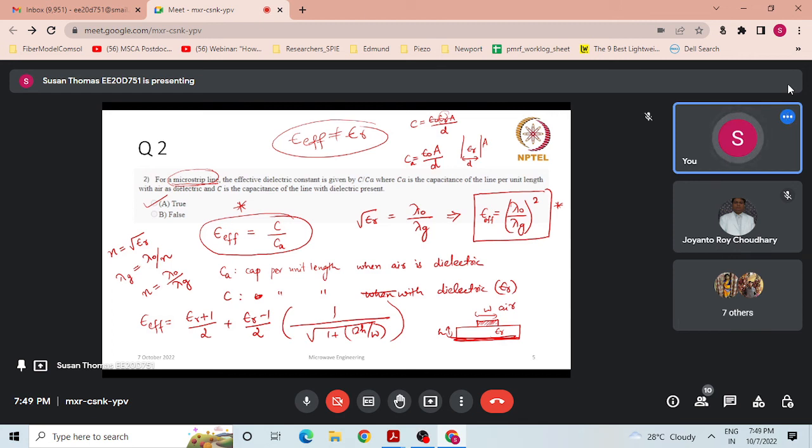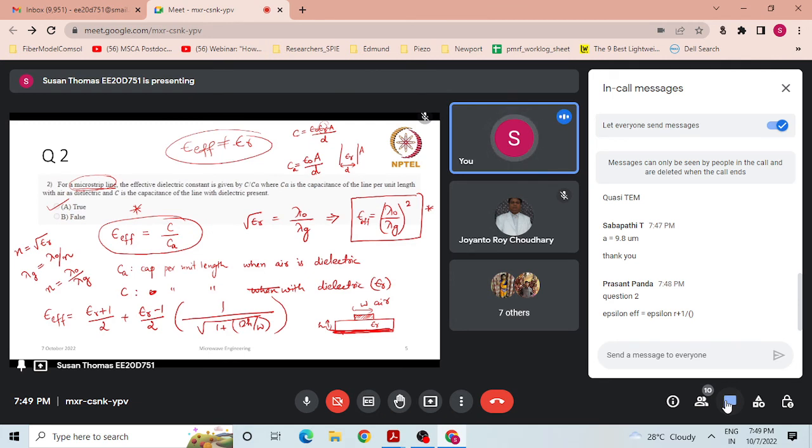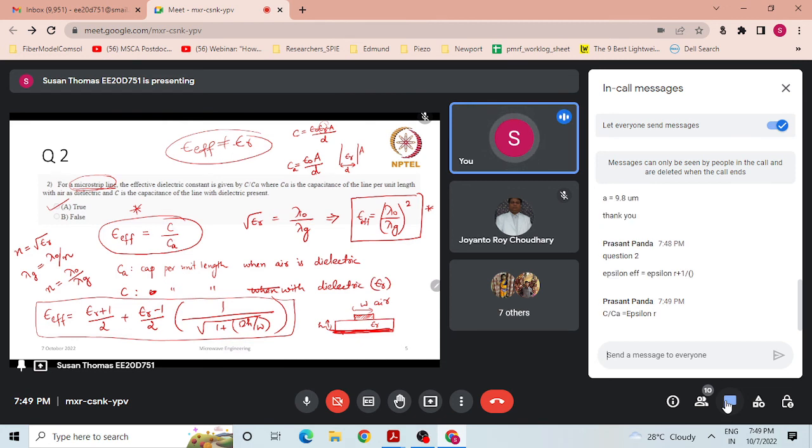The statement is that in case of a microstrip line, that is this kind of a microstrip line, the epsilon effective. So your doubt is epsilon effective is epsilon r plus 1 by 2. Yeah, okay, fine. So that is the formula for calculating the epsilon effective. This epsilon effective is also equal to the ratio of C to C_A.